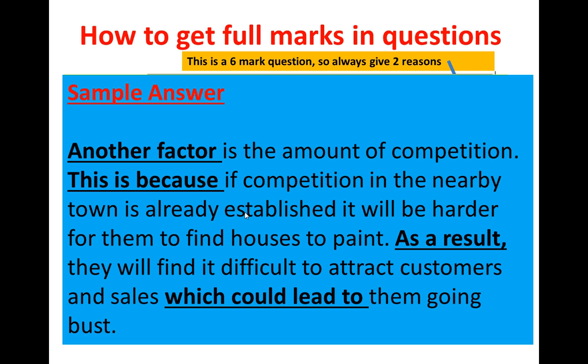And the last paragraph then is, another factor is the amount of competition. This is because if competition in the nearby town is already established, it will be harder for them to find houses to paint. So I've explained my point. Now again, what is the impact? What is the effect? So as a result, they will find it difficult to attract customers and sales, which could lead to them going bust. Okay. So I've made a point, I've explained it, and I've done my impact effect analysis here.